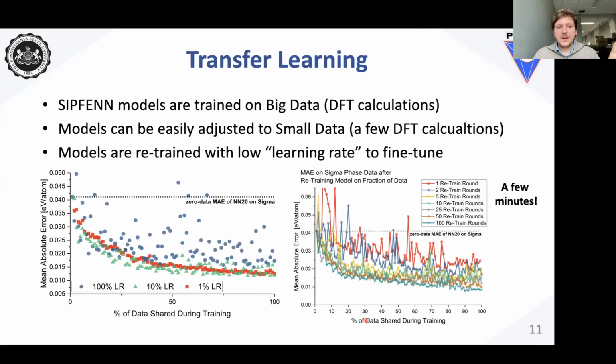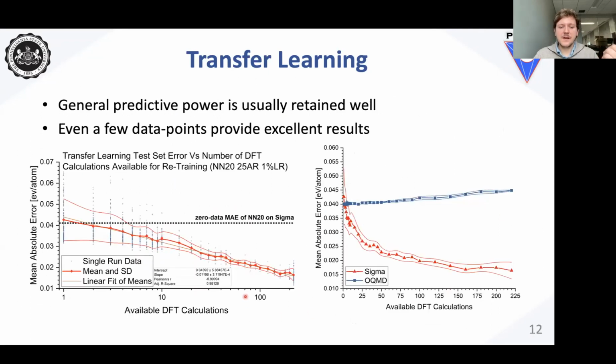So the future that I just mentioned is going to include a few things that I wanted to again tease you about. This is transfer learning, where we are taking PySIPFENN models that were trained on big DFT databases, and we are presenting them with just a few calculations. By adjusting the learning rate, we can stably reduce the error, and in just a few minutes, we can create a new model with much higher accuracy. For example, here we can see that neural network 20, the novel materials model, readjusted based on the sigma phase data, with just around 50 of these calculations, we can halve the error while retaining the prediction performance at a very good level on the whole OQMD dataset.